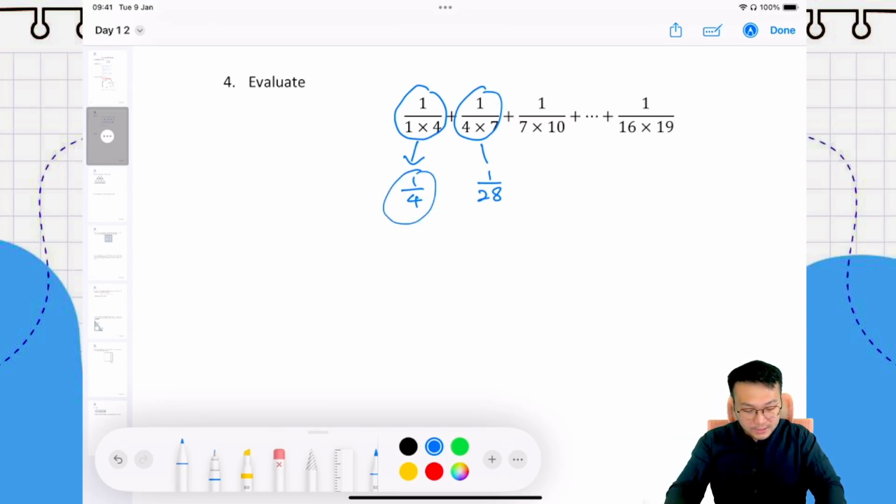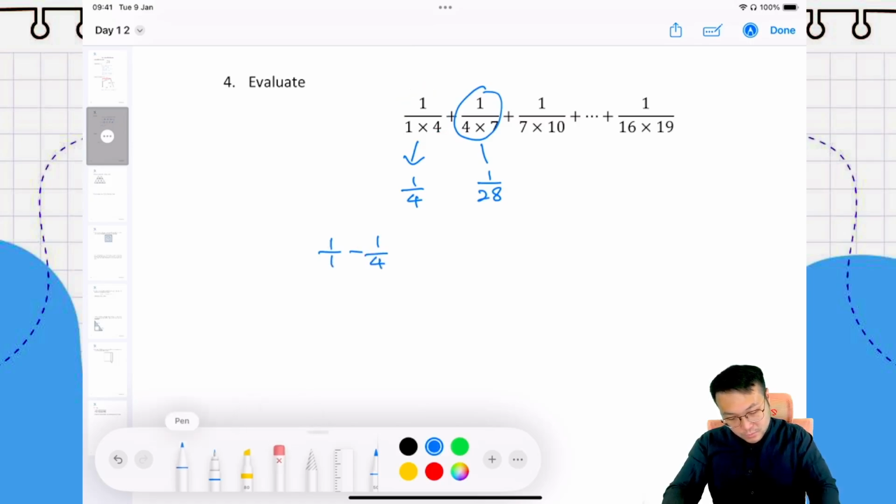Okay, let's take a look here. Can we get 1 over 4 by doing this? Okay, students, when you see 1 over 1 times 4, can I write it as 1 over 1 minus 1 over 4? Let's see if I can. The answer will be 3/4. But actually, the correct answer should be 1/4, right? So looks like this is wrong.